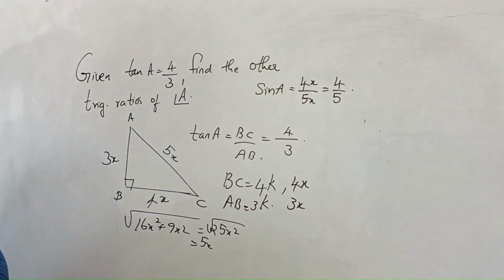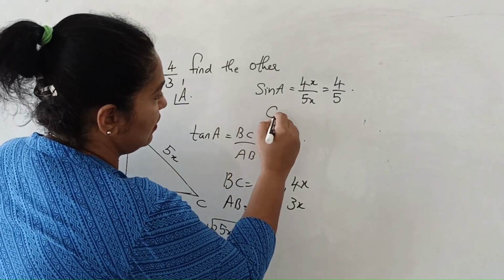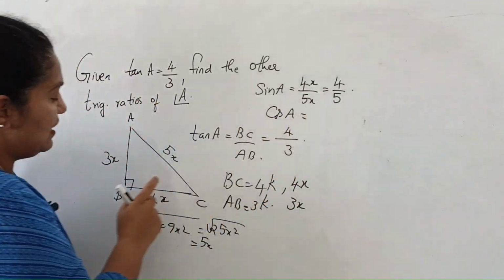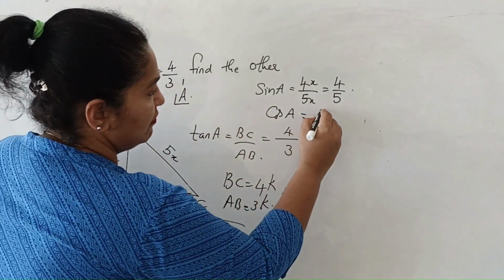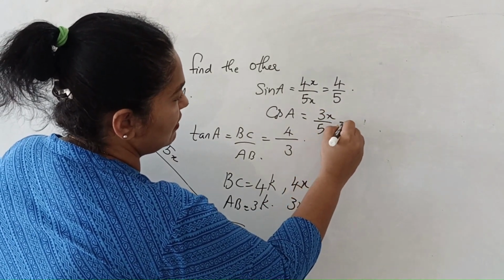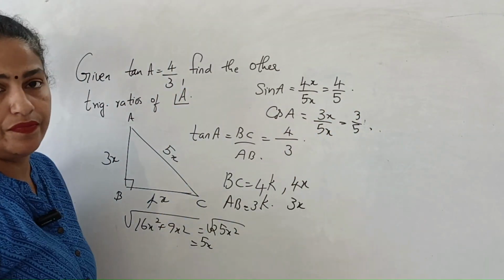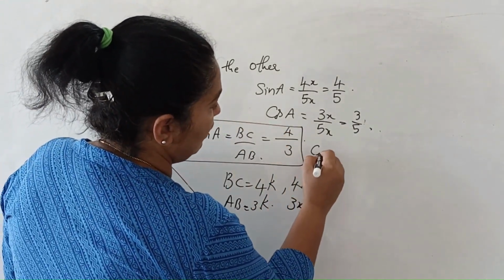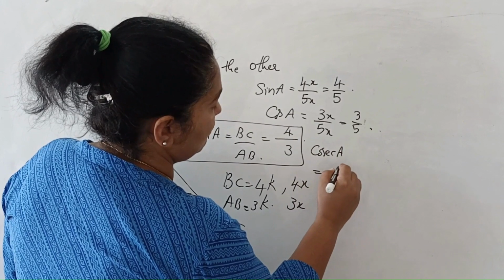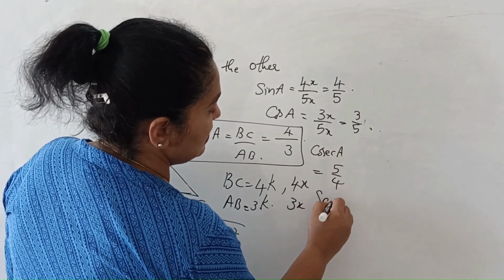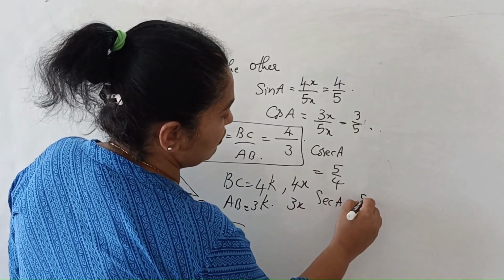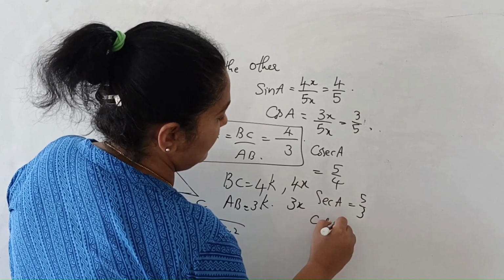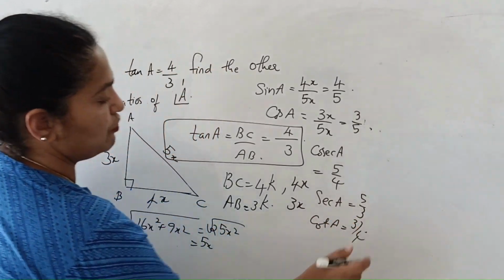Okay, so next one is cos A. Cos A is adjacent side by hypotenuse, which is 3x by 5x, equal to 3 by 5. Okay. Tan A is already given to you. Now I have to find cosec A, which is the reciprocal of sin A, which is 5 by 4. Sec A is the reciprocal of cos, which is 5 by 3. And cot A is the reciprocal of tan, which is 3 by 4.